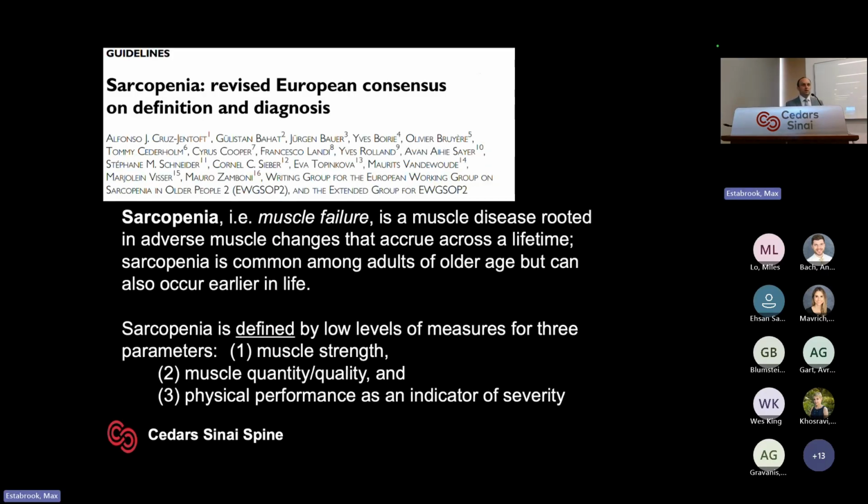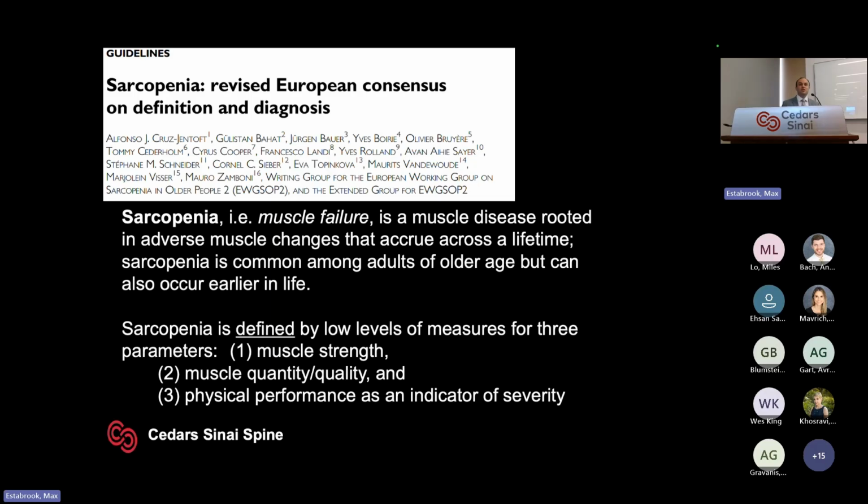So, looking at them separately now again, how do we evaluate each, and how do we assess them in our patients? This is probably the most cited paper in the sarcopenia literature. There is this European working group of older patients. This is their second meeting. And basically, this is a bunch of gerontologists and geriatricians and medical doctors that said, how do we assess sarcopenia, which is muscle failure in aging adults?